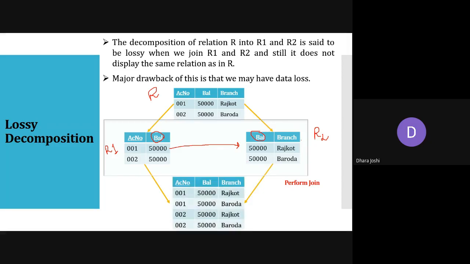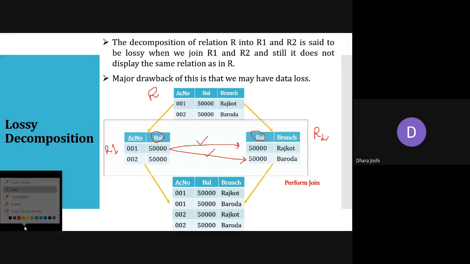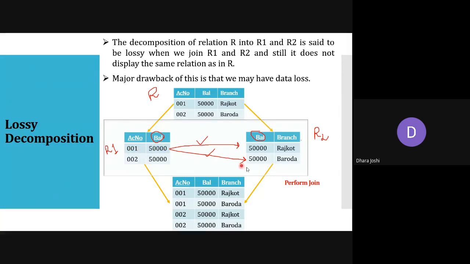Okay. Then the second one. Ideally, this should not be matched. If we were comparing a primary key, then this would not happen. But here we are comparing a non-primary key, and that's why it is possible that two persons' balances will be equal. So this is also matched. So the second row we get is account 001, balance 50,000 and branch is Baroda. This is the second row.